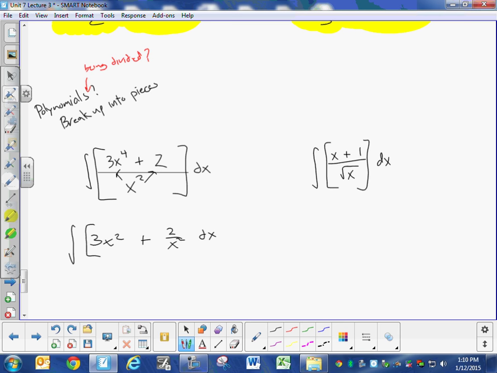And then, of course, I would rewrite 2 over x squared as 2 times x to the -2nd. So we get x cubed plus -2x to the negative first, plus C.